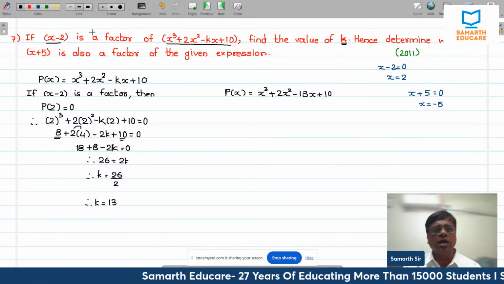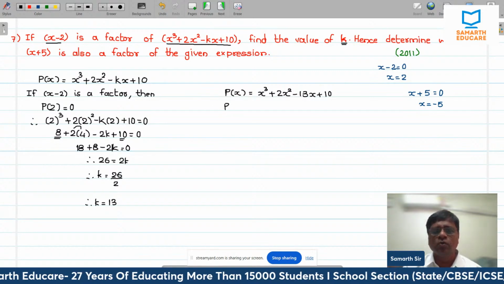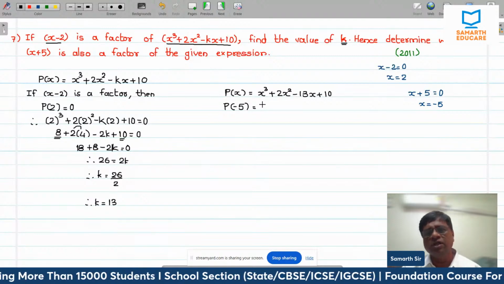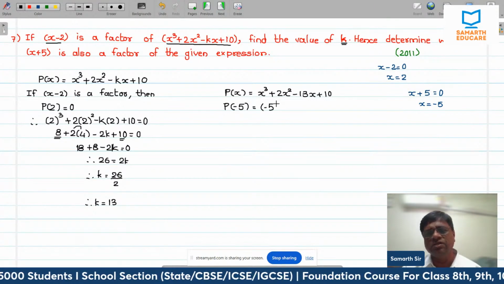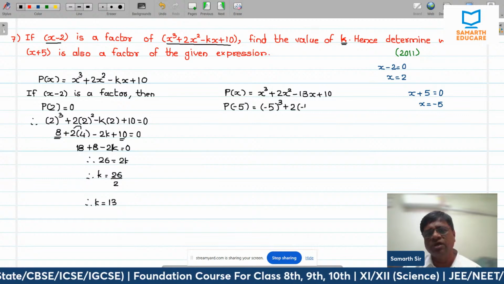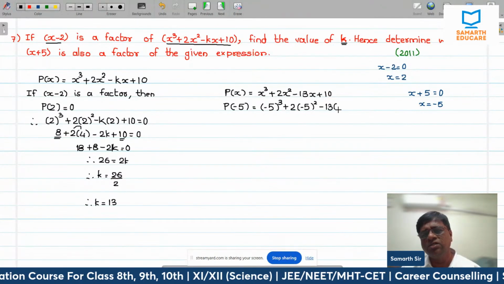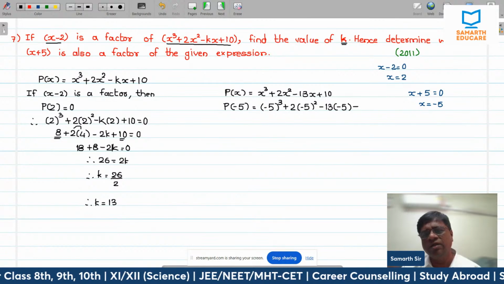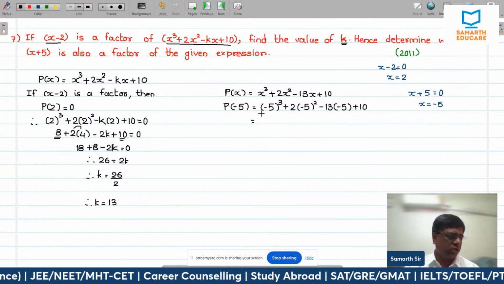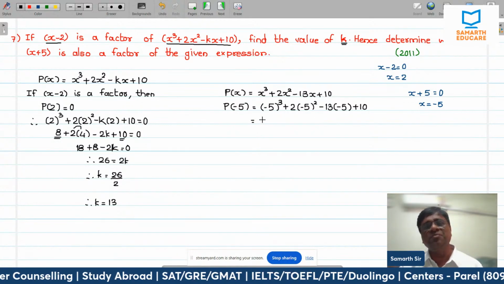All right. Now let me find out p of minus 5. What is p of minus 5? Wherever there is x, I'll replace it by minus 5. Minus 5 cube plus 2 into minus 5 square minus 13 into minus 5 plus 10. Right? Now, if a negative number is raised to an odd power, it remains negative.